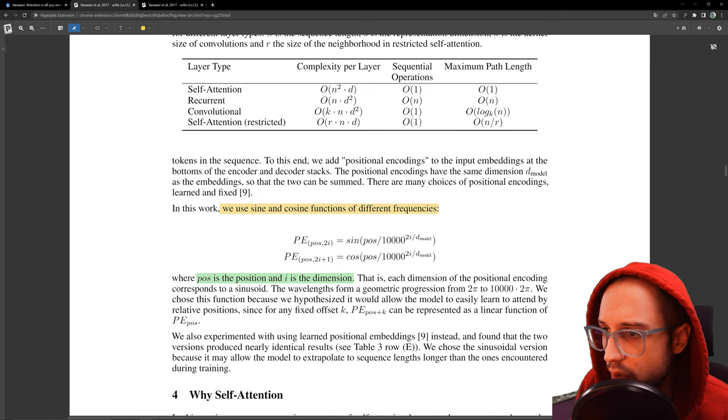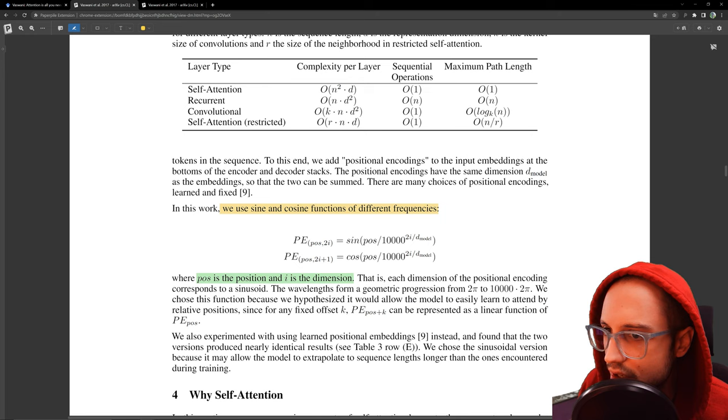The wavelengths form a geometric progression from 2 pi to 10,000 times 2 pi. We chose this function because we hypothesized it would allow the model to easily learn to attend by relative positions, since for any fixed offset k, PE pos plus k can be represented as a linear function of PE pos. Okay, maybe, I don't know. I don't understand enough to really know what they mean by that.